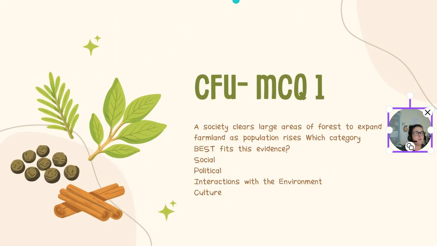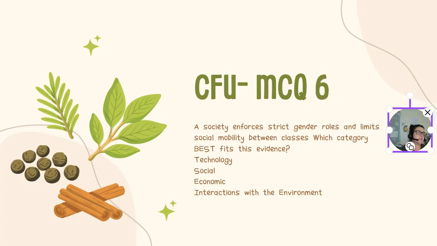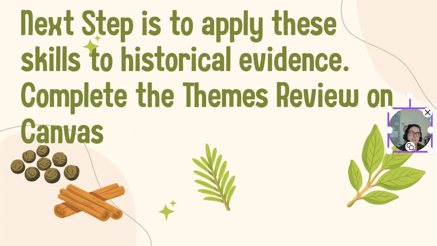You have some CFU questions to answer on your pair assessment. And then you are going to apply these skills to historical evidence by completing the theme review. In our theme review, we are going to be looking at different pieces of historical evidence or sources, like some are pictures, some are readings. You're looking at those, and you're going to be answering a couple questions and identifying which theme matches them.